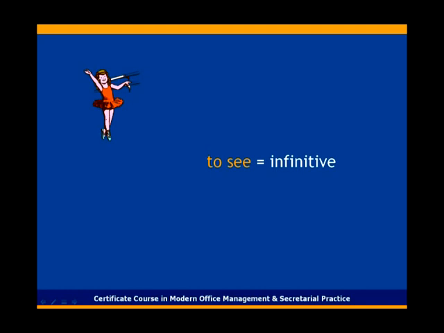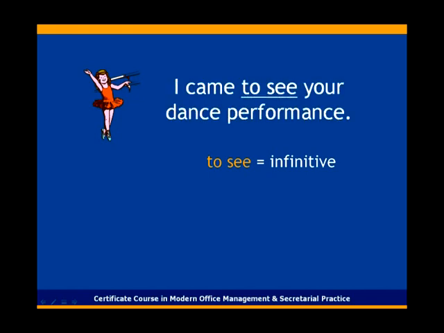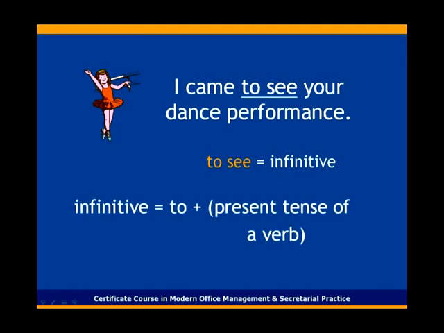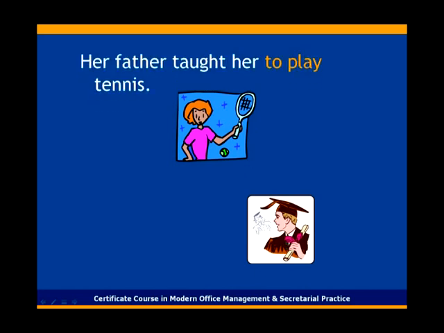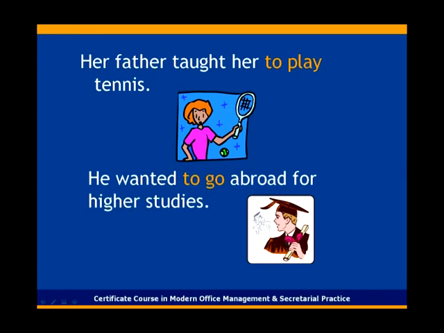We will now read a sentence where the infinitive is doing the job of a verb. I came to see your dance performance. Let's look at some other sentences. Her father taught her to play tennis. He wanted to go abroad for higher studies.